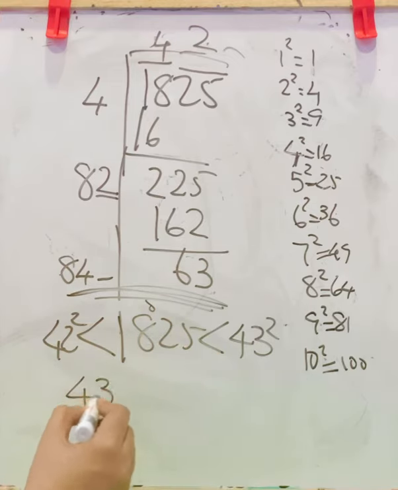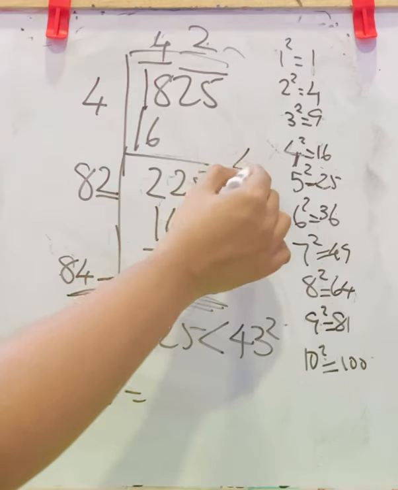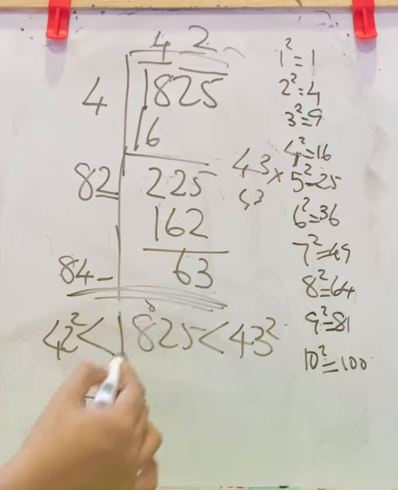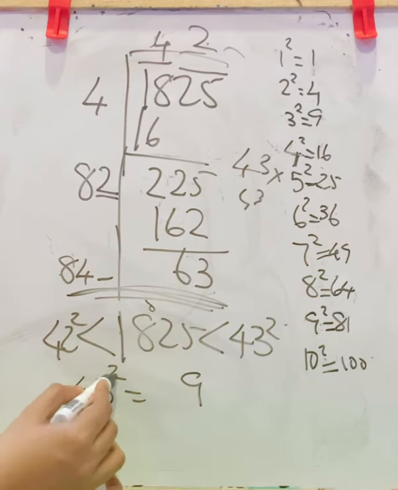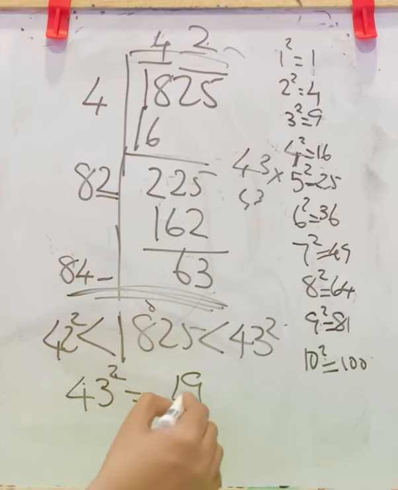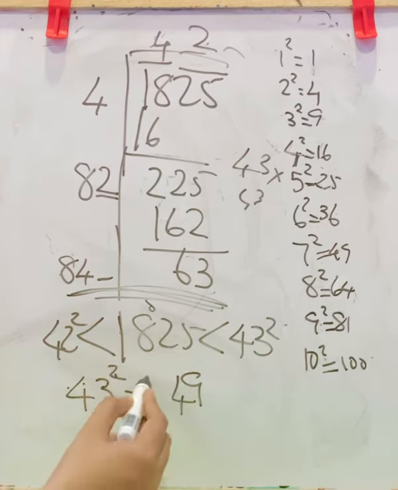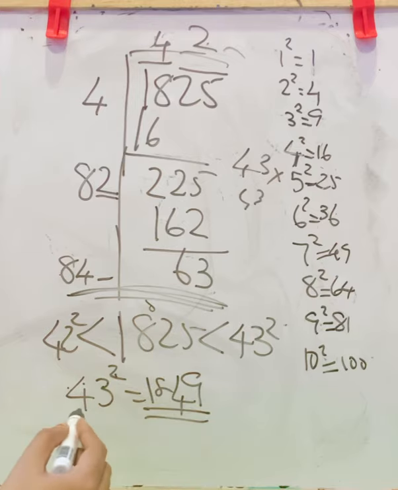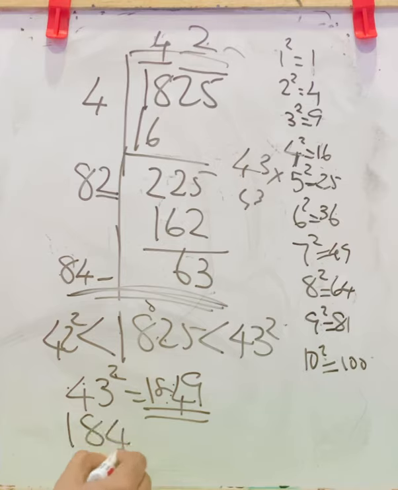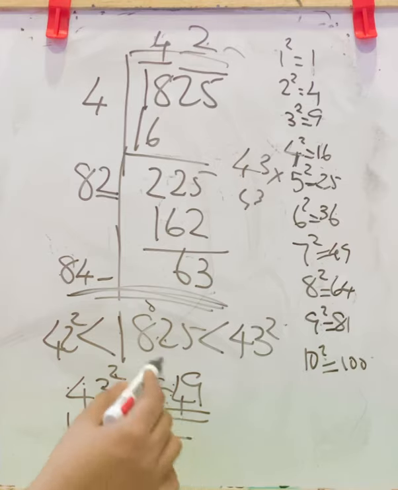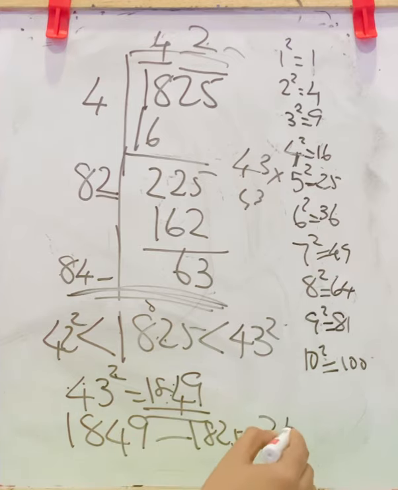You have to find out 43 square. We will use the easy trick, or you can do 43 into 43. I am using the easy trick. 3 3s are 9. Now 3 2s are 6, 6 4s are 24. Balance 2. Now 4 4s are 16 plus 2, 18. 1849 is the answer. So their difference you have to find out. 1849, the perfect square, minus the given question 1825. The difference will be 24.